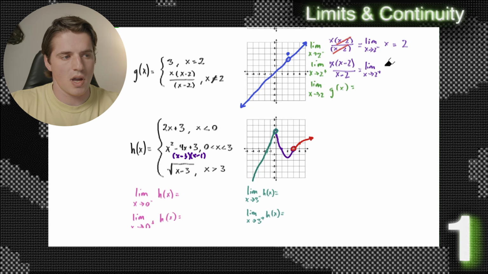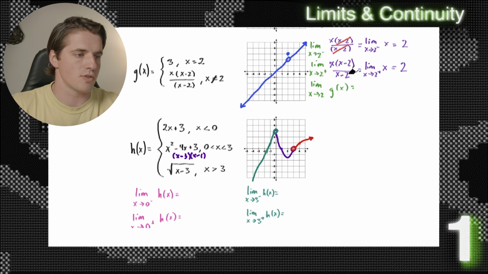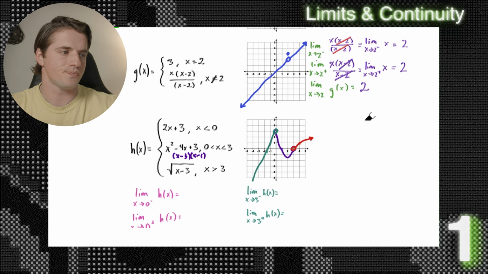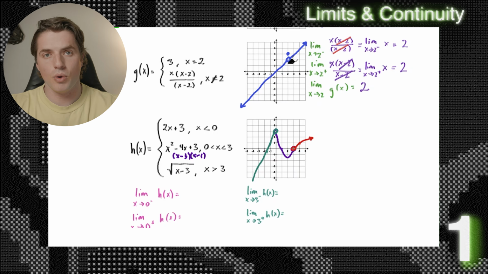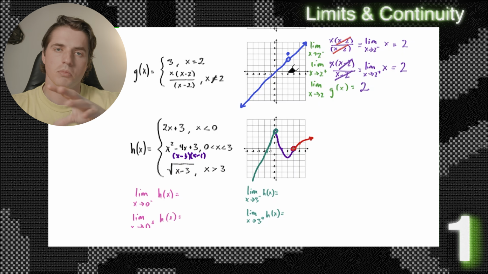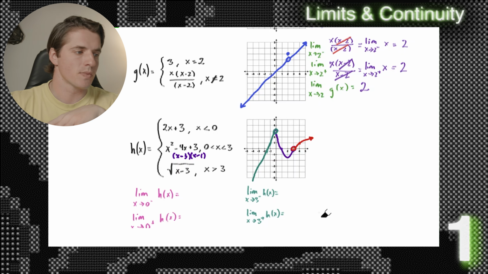X goes to 2 from the right of x is 2. These would cancel. Okay, and so this is 2. This limit is 2. We do have a hole there, and we do have a different value at x equals 2, but that's okay. It doesn't affect our limit.